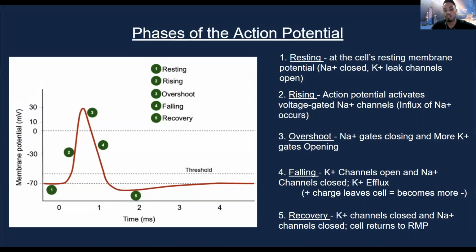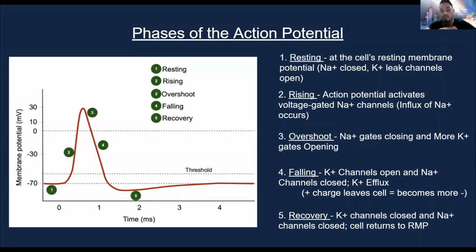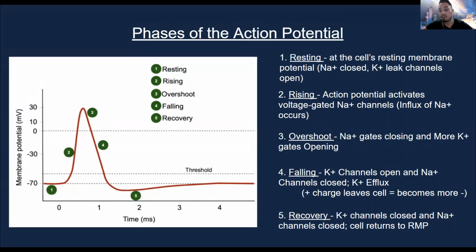But your neuron overall wants to be at the resting membrane potential. So once you reach that point, the potassium channels go ahead and close. Sodium channels also close, and then this causes the cell to reach a resting membrane potential, which is the desired goal here.